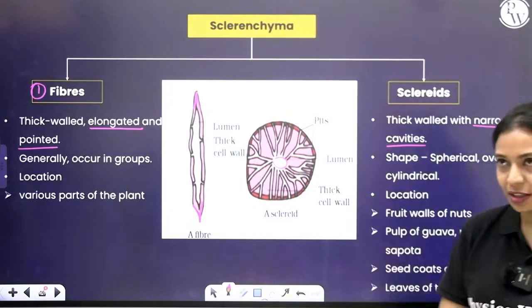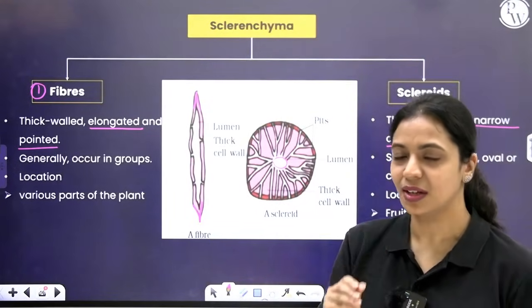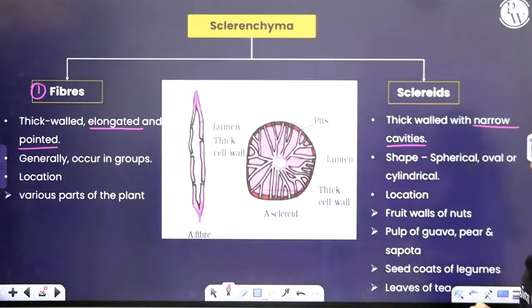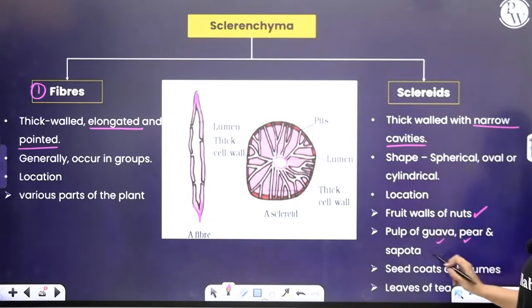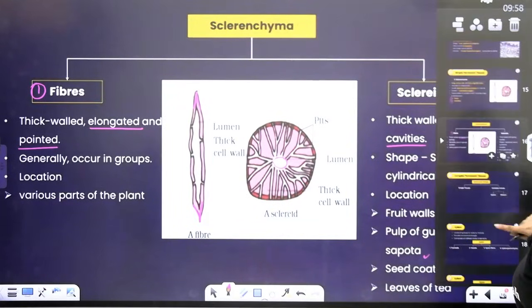You know, when you eat fruits like pear and apple, you feel a gritty nature. That is because of the sclereids present in it. It's located in the fruit walls of nuts, the pulp of guava, pear, sapota, and leguminous plants like peas and beans. In the seed coat you can find them. In the leaves of tea you can find them. So these are the different locations of sclereids. That's about our sclerenchyma tissue.